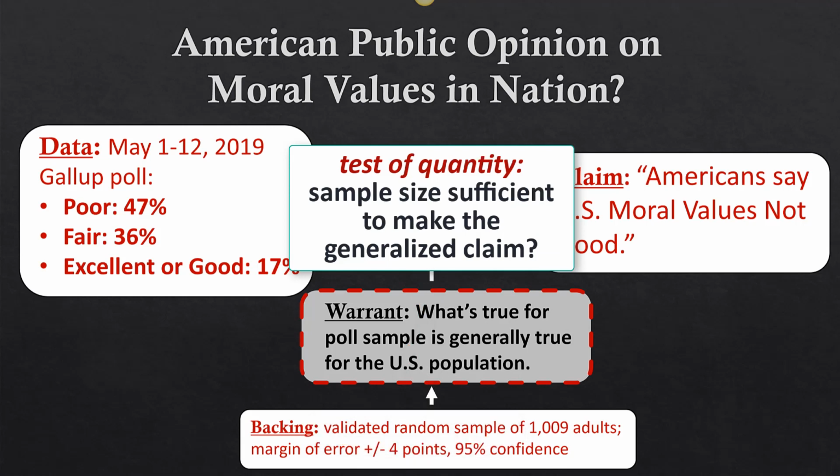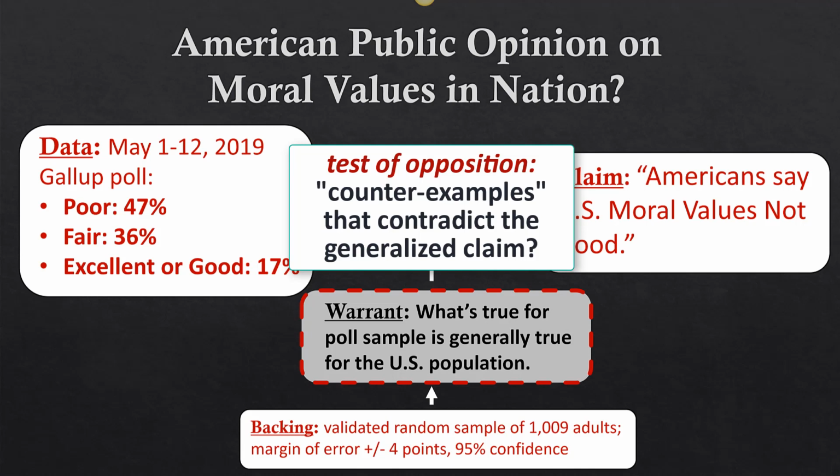In the test of quantity, social scientific pollsters have very specific methodologies that determine how many people of different types in a random sample you actually have to poll in order to be able to make a generalization that's statistically defensible. And so in the case of the poll that Gallup does, 95% confidence, it's pretty good.